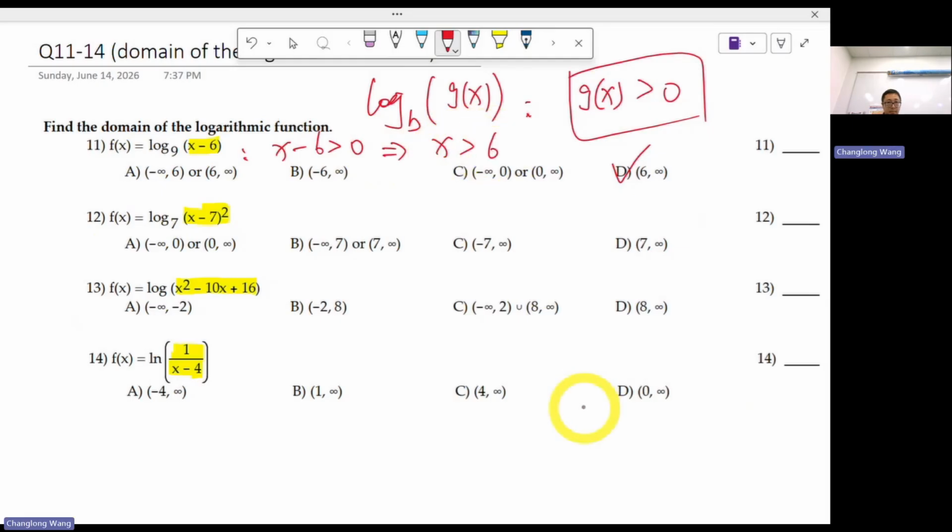X squared than 6. Now, that's just a fancy way to say, from 6 to positive infinity, anything to the right of 6 or greater than 6.